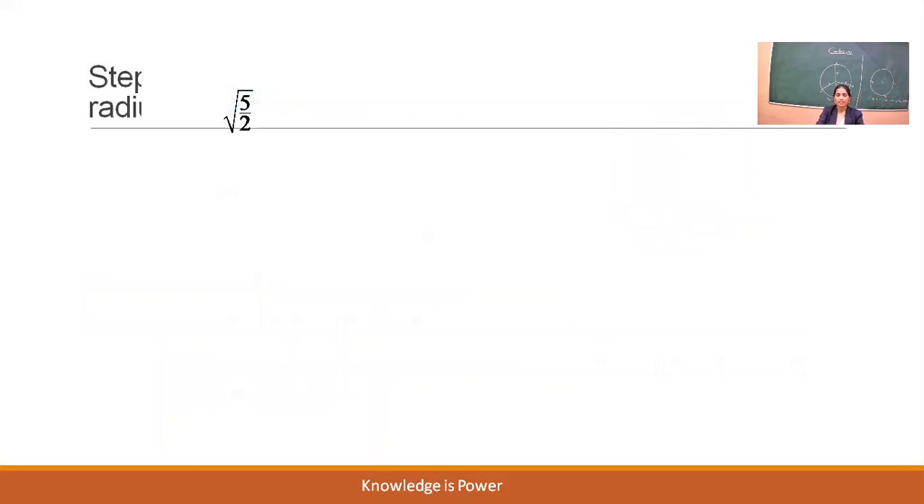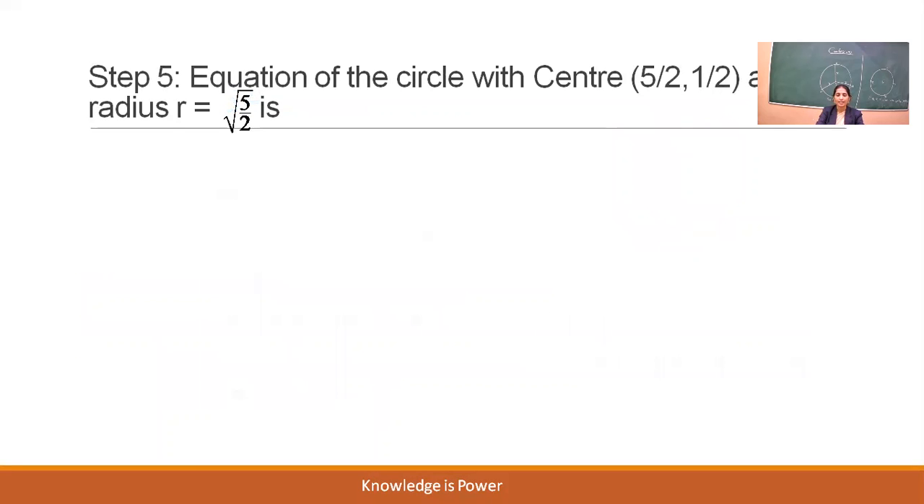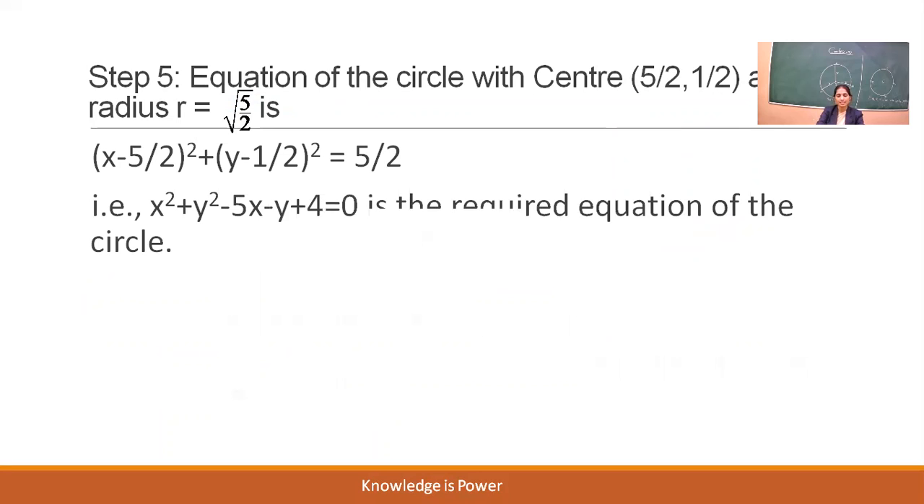Using the center and radius, the standard equation of the circle is x minus h whole square plus y minus k whole square is equal to r square. r is root 5 by 2. When it is squared, it is 5 by 2. This is the required equation of the circle. It can also be expanded and put in the general form of the circle as x square plus y square minus 5x minus y plus 4 equal to 0, which is the required equation of the circle.